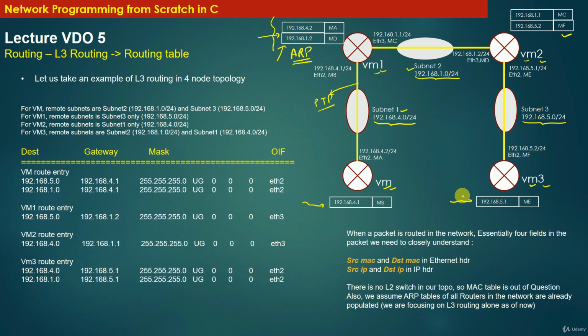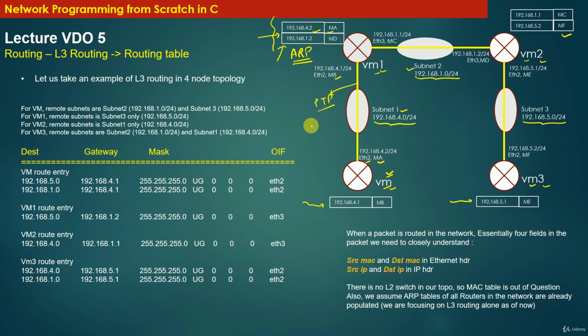So just to recap, the ARP table contains nothing but the mapping between the gateway IP address and the MAC address. You can see that each interface of each router in this topology is configured with a MAC address. Let us take an example for router VM. For example, the router VM has an interface Ethernet 2 which has a MAC address MA, right? And similarly, you can see that all other routers in this topology have a MAC address configured on each of their physical interfaces.